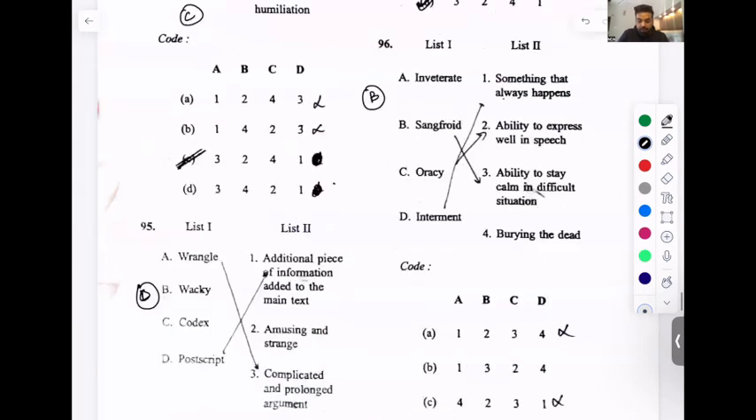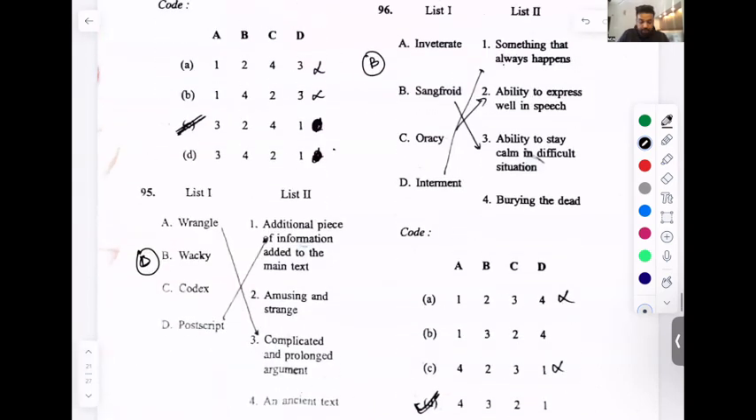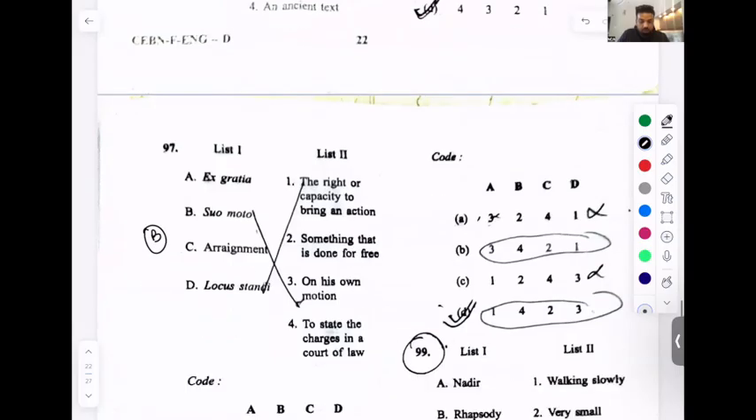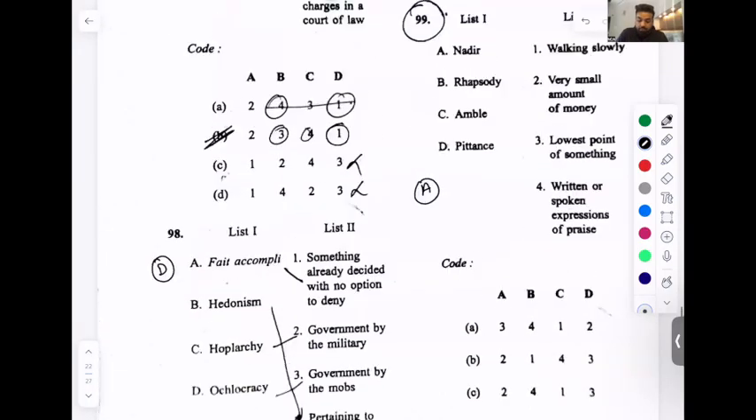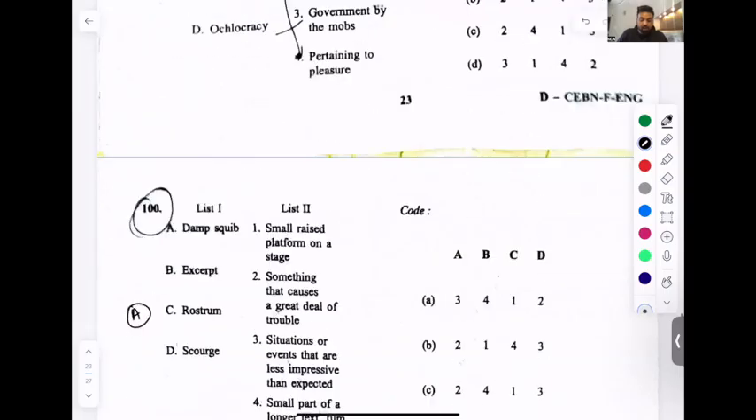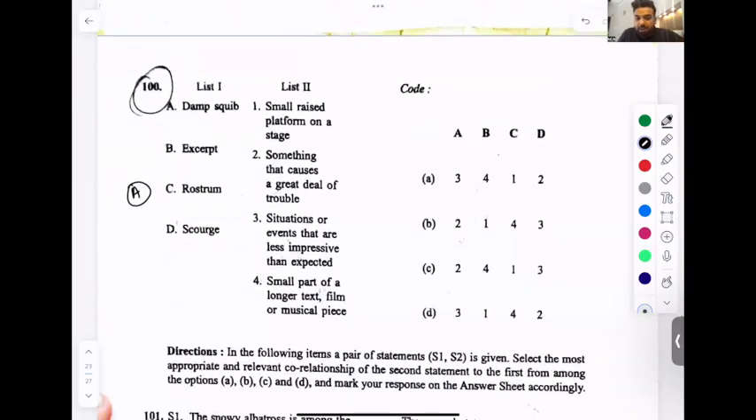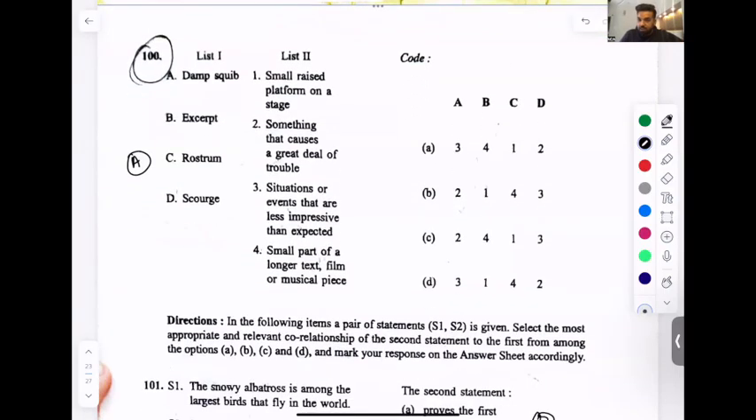95th delta. 96th is bravo. 97th bravo. 98th delta. 99th alpha. Nadir is the bottom. Then that is what we have. 100th is alpha. For this vocab, I'll be telling you the sections where they've asked it from.